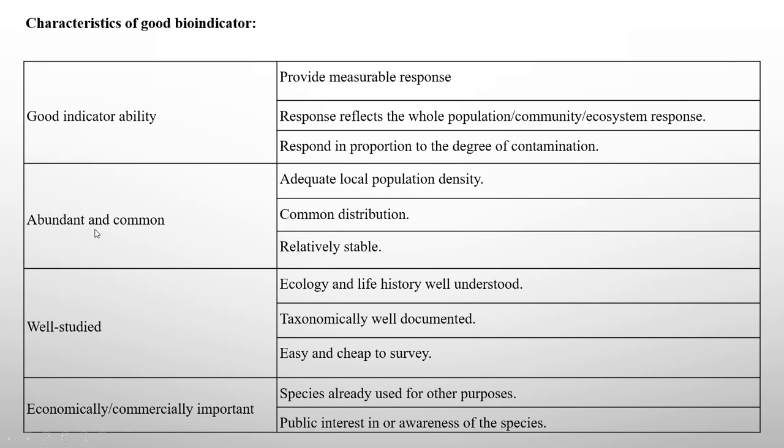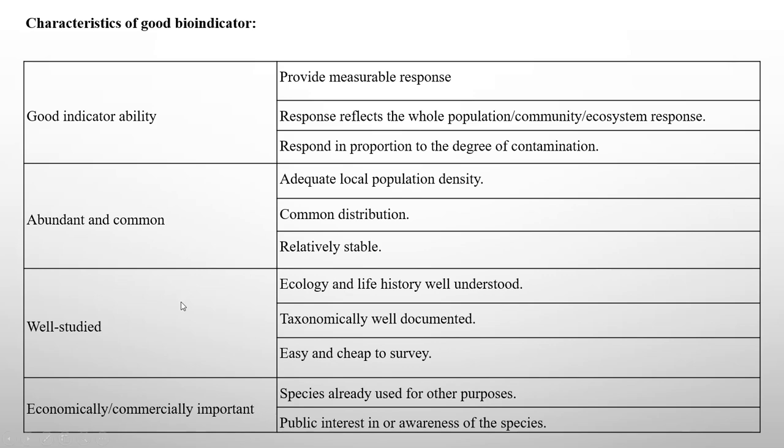Second point is the abundant and common. Any organism to be a good bioindicator must have first the adequate local population density. Second, they should be common in that area. And third, they should be relatively stable despite any moderate climatic or environmental variability.